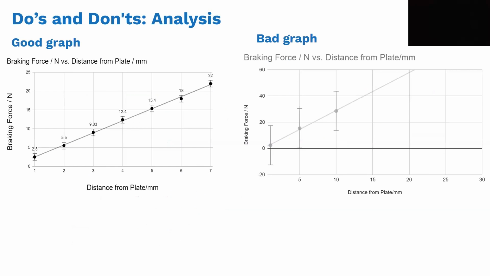All right, here's a little exercise for everybody. On the left of the screen, I have a good graph, and on the right of the screen, I have an example of a bad graph. Can you guys use the chat and tell me why you think the bad graph is bad? As a hint, there's more than one correct answer.